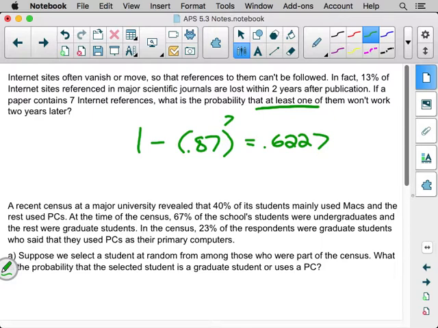Any question on those? On the at least one cases? All right.